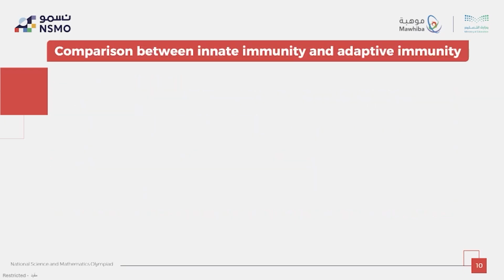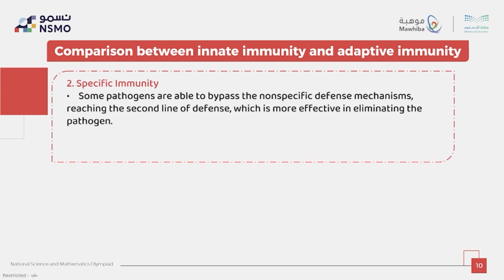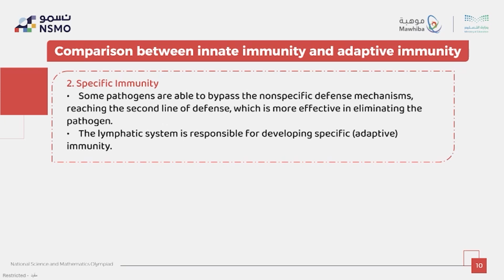That leads us to adaptive immunity or specific immunity. So, it's the immunity developed after exposure to a pathogen, and it responds slowly the first time, but it is very precise and targets specific pathogens. It has memory. If the same pathogen returns, the response is faster and stronger.